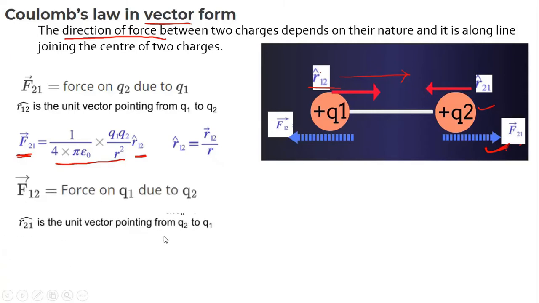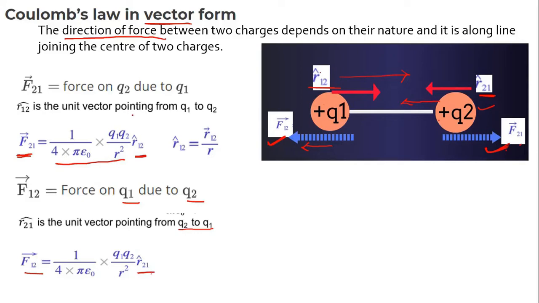Next we have F12. What is F12? It is the force on the first charge due to the second charge. Here this is the first charge and this is the second charge. They are of similar nature, so naturally they will repel. This is the direction of F12. In this direction, the position vector is the one we get when moving from Q2 towards Q1, that is R21, the unit vector pointing from Q2 to Q1. So the formula for F12 will be this magnitude part times R21. Here F12 and R21 point in the same direction.